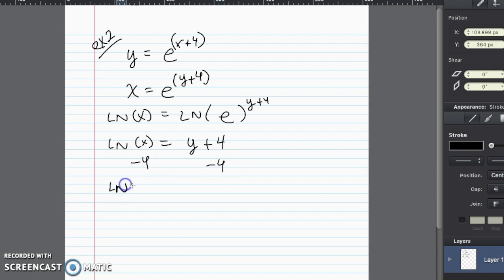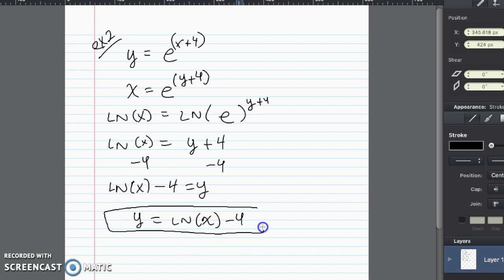And a common problem I see students doing is trying to put that 4 inside the parentheses. It is not. It is separate. So it stays outside, and there you go. So I'll write my final answer a little neater here: natural log of x minus 4. And we can graph something like that.